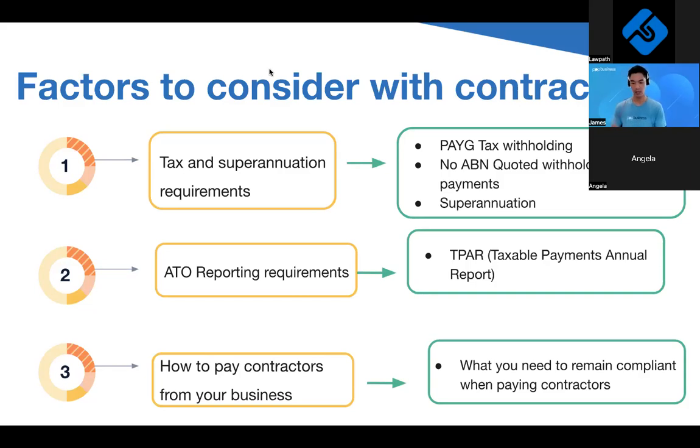And lastly, how to pay contractors from your business. Like we went over before, a contractor is running their own business, so they should be issuing you with an invoice every time payment is due, and that invoice should have their ABN on there, and if they're registered for GST, it should have a GST component. So it's quite simple when paying contractors. If they truly are a contractor, you just pay an invoice for services rendered.